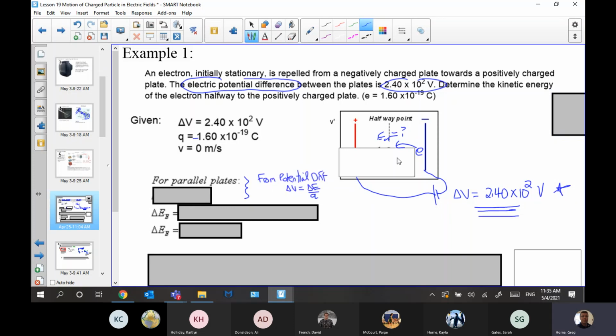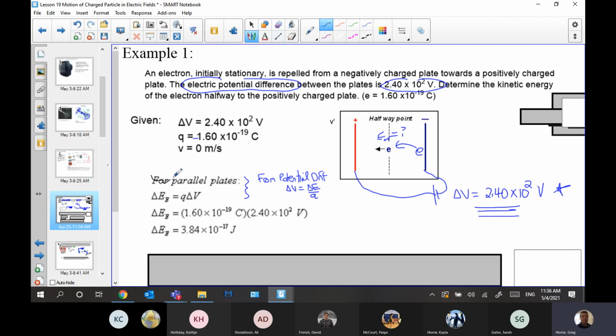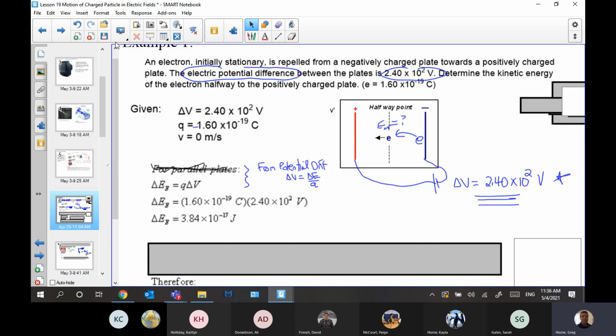So for parallel plates, we know potential difference is energy per charge. You know what? I would almost cross out for parallel plates here. It's not so much for parallel plates, just in general as a concept. That's delta V equals delta E over Q. I'll undo the cross out, but this is for all the way across, isn't it? This is full voltage, so this is all the way across.